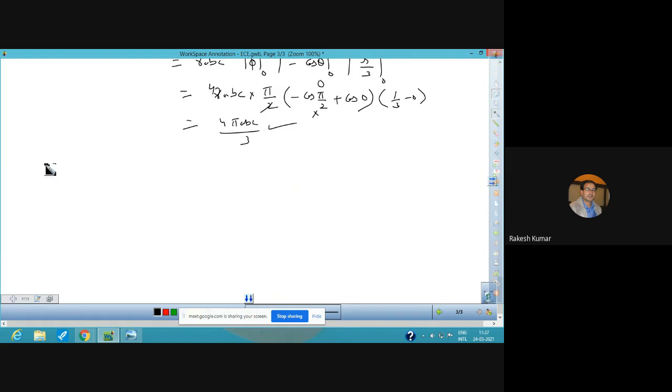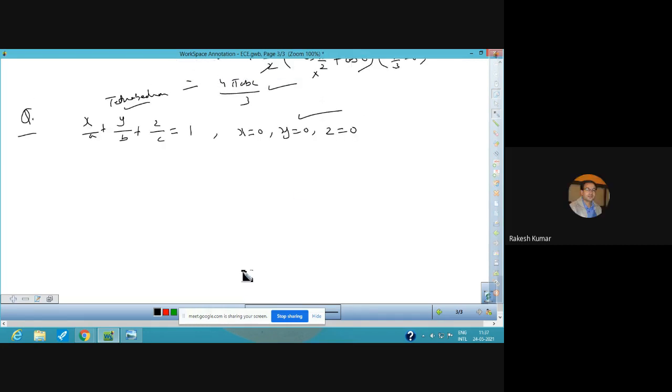The question is, find the volume of the tetrahedron bounded by the coordinate planes and the plane x over a plus y over b plus z over c is equal to 1. And the coordinate planes are x = 0, y = 0, z = 0. So these are the coordinate planes, and this is a tetrahedron. Now you can find out the volume bounded by these.